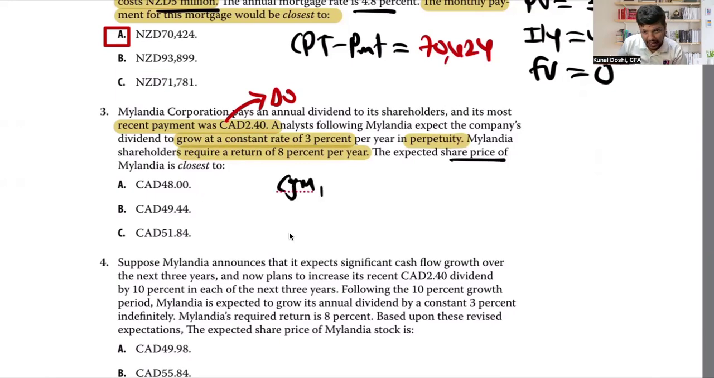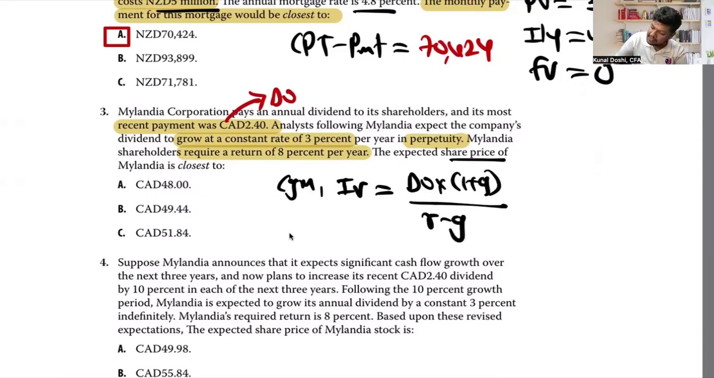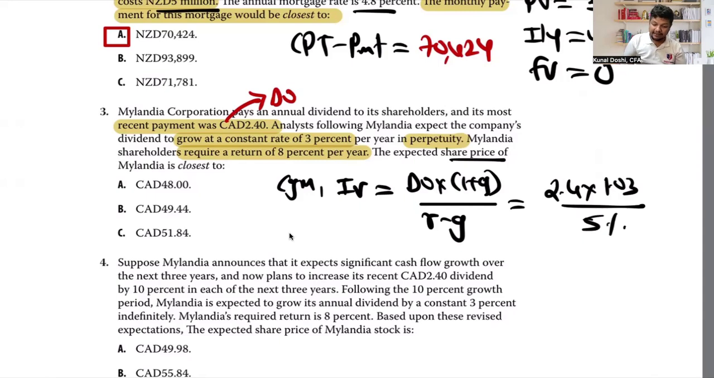So constant growth model, what is the price? The intrinsic value we calculate here under the constant growth model, which I call P0, is D0 into 1 plus growth. That gives me D1 over R minus G. R is cost of equity. So here my D0 is 2.4. Growth rate they have given me is 3%. Over 8 minus 3, you can directly do 5%. So here you will do 2.4 into 1.03 divided by 5 and then press percentage sign, that is 0.05. You'll get 49.44.